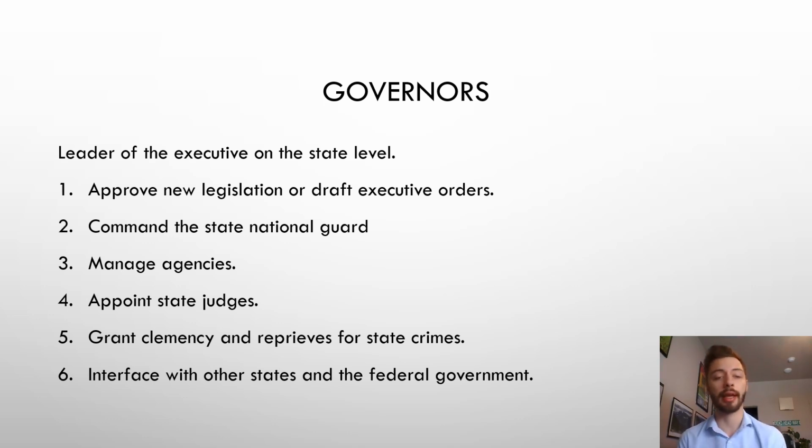We also see that they have the ability to manage agencies on the state level and appoint state judges, as the head of the executive appoints federal judges exclusively. We also see that governors grant clemency and reprieves for state crimes. When we look at reprieves, pardons, and commutations enacted by the president, it is important to remember that this exclusively relates to federal charges. If a charge happened on the state level, then it is the responsibility of the governor to grant clemencies, reprieves, and pardons.